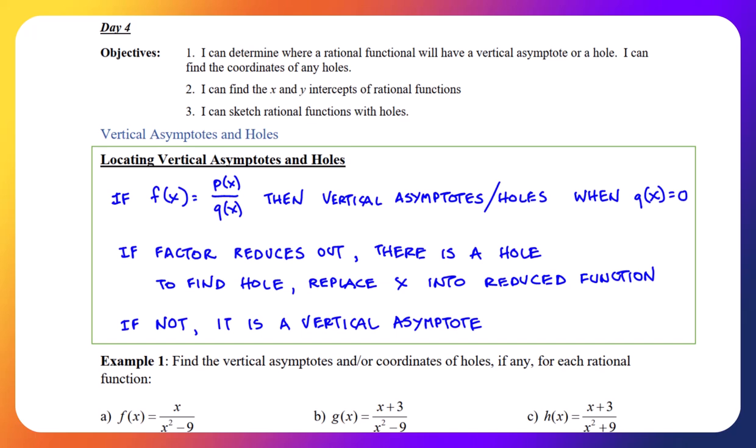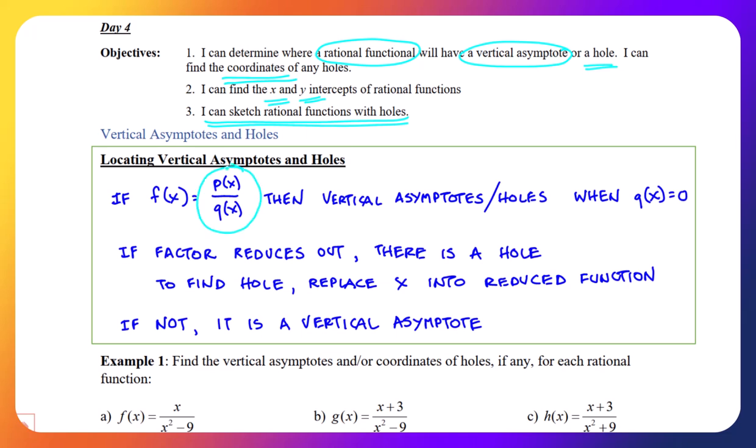Okay, day 4. We're going to talk more about rational functions, something about a hole, and finding the coordinates of those holes. They'll still have a vertical asymptote. X and Y intercepts should not be too bad. And we'll sketch a graph, and if it has holes, we'll account for them.